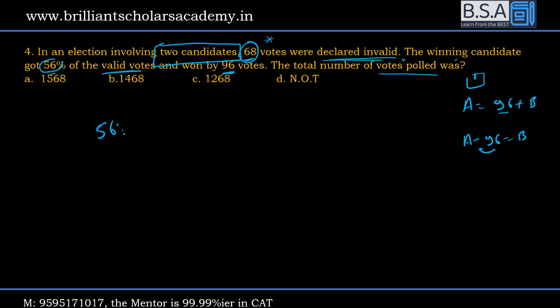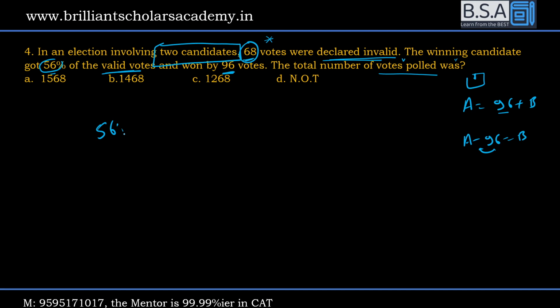44. Can I say this percentage and this percentage is out of both valid? Both are out of same number valid. So I can add and subtract them. The gap between them is 8 percentage. These 8 percentage votes are equal to 96. So 1 percentage vote should be 12. So 100 percentage vote should be 1200. So this many were valid votes.